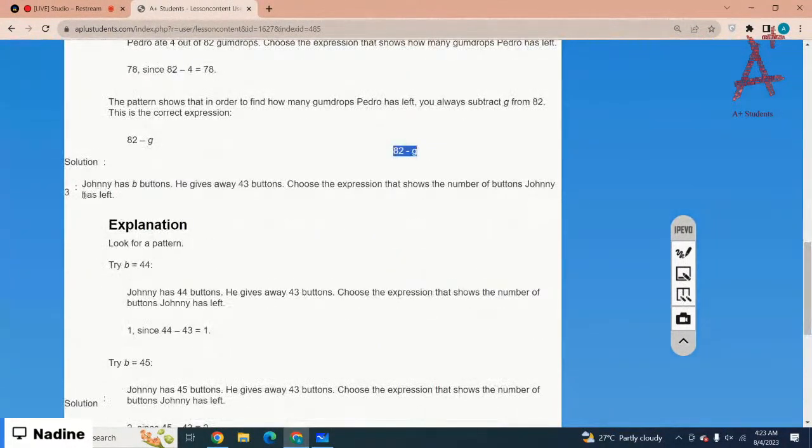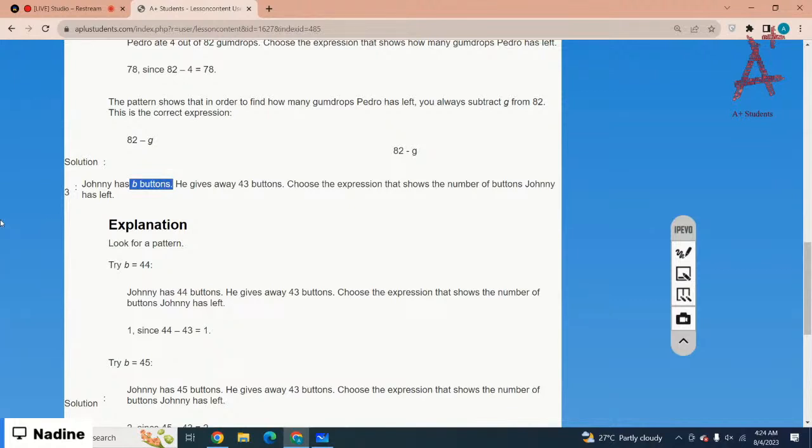Okay, the next one is Johnny has B buttons. He gave away 43. Now the total buttons are B. So he gives away 43 out of B. So which is the correct option? Total buttons are now B. He gave away 43 out of B. So it would be B minus 43. No, the total buttons are now B.